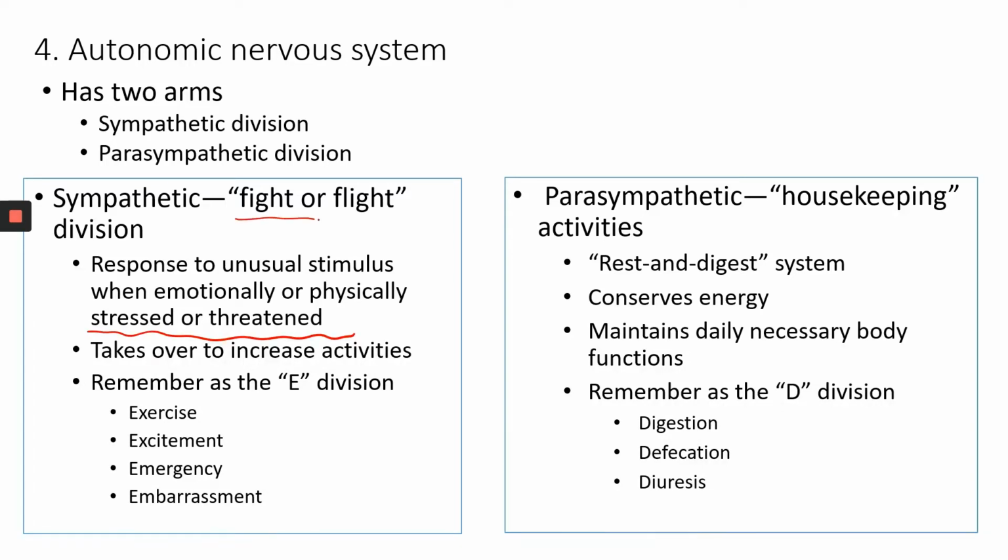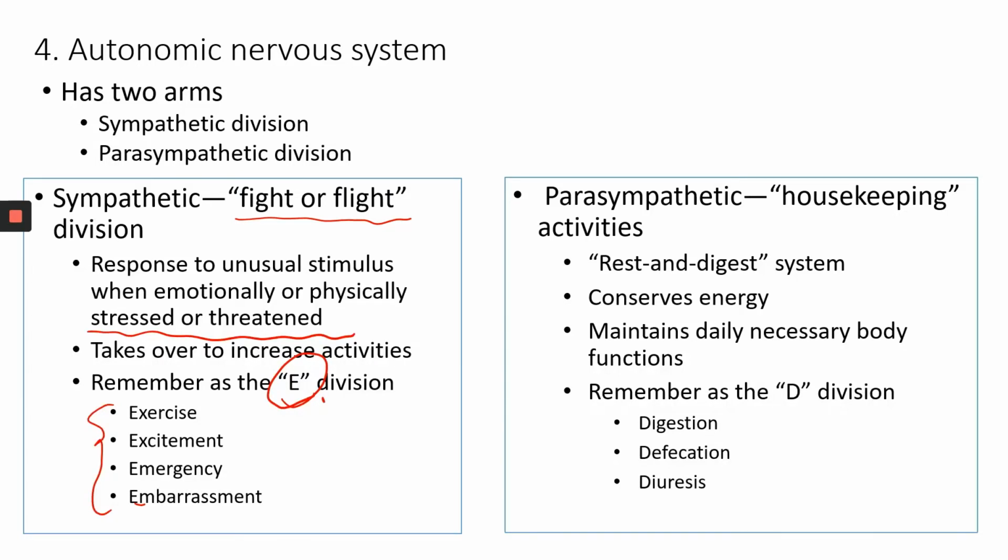So this is what we commonly call the fight or flight division. So you can remember this as the E division. So when you do these things, normally the sympathetic nervous system is activated. All right, I'll have a more detailed list on the next slide.